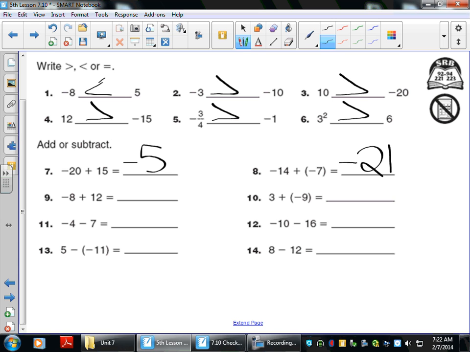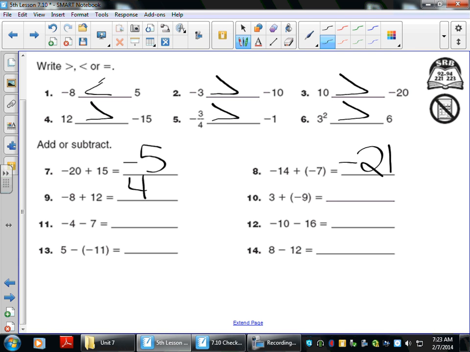For number 9, we have -8 plus 12. And I'm going to look at this like a number line. I'm on the -8. If I move 12 spaces to the right, that's going to give me an answer of +4. I make a dot on the number line at -8. I move 12 spaces to the right because it's a positive number. Brings me to +4.